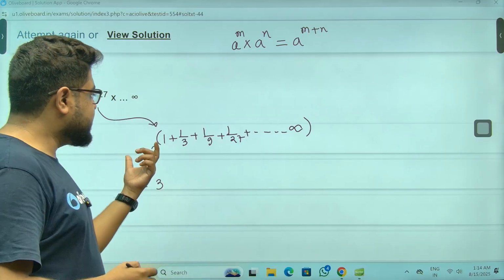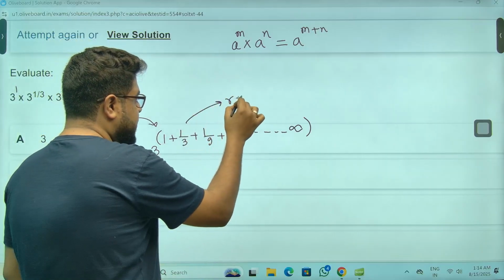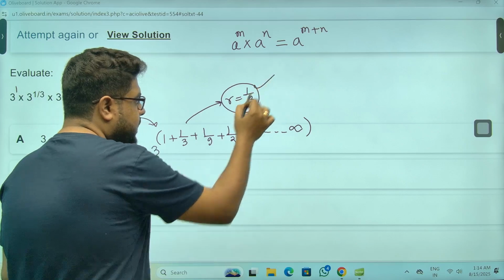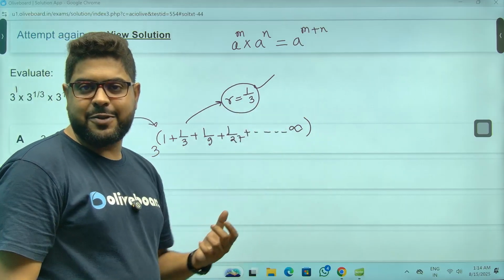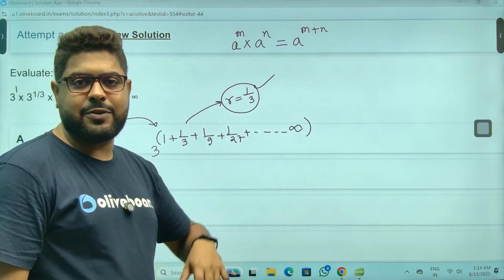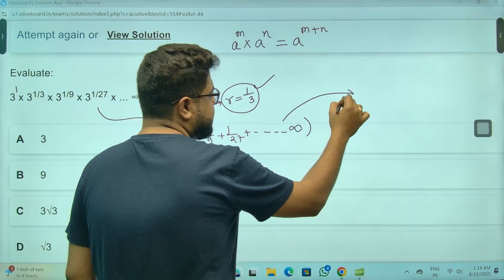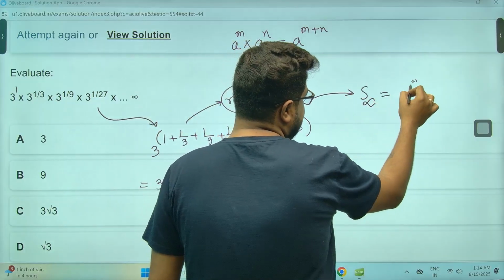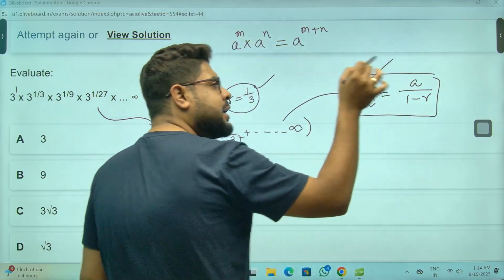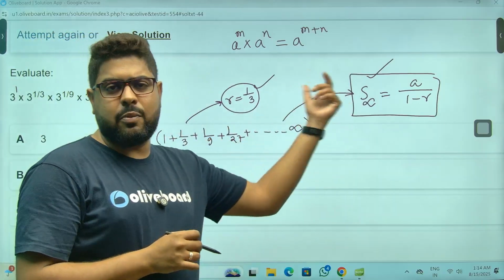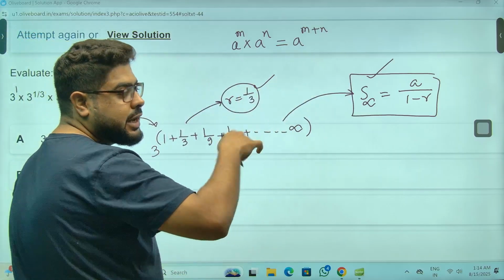Now, please understand this whole thing. This is an infinite GP, where the value of R, the common ratio, is 1/3. Correct? So just go with that value. Sum of an infinite GP, if you don't know, S infinite is A by 1 minus R. The derivation comes from the normal GP formula for mod R less than 1: 1 minus R to the power n by 1 minus R. R to the power n becomes 0.